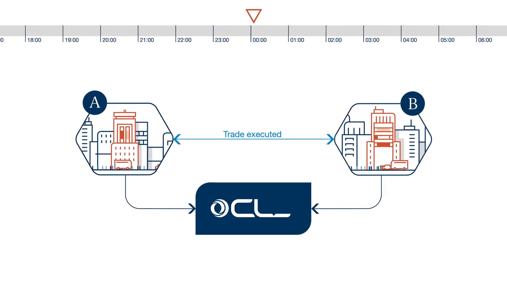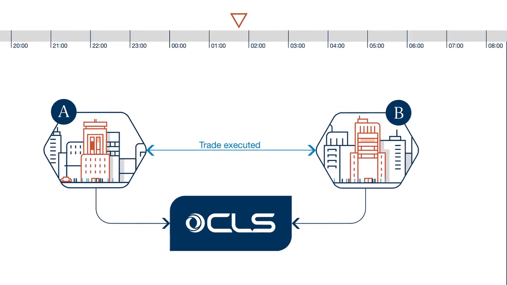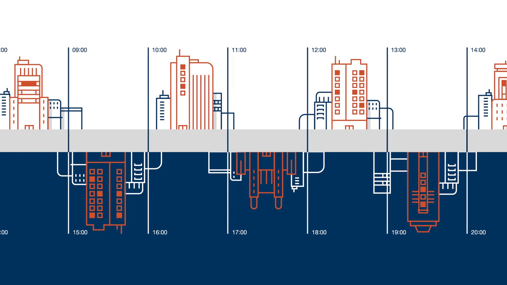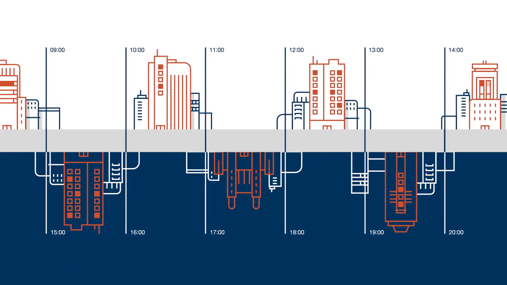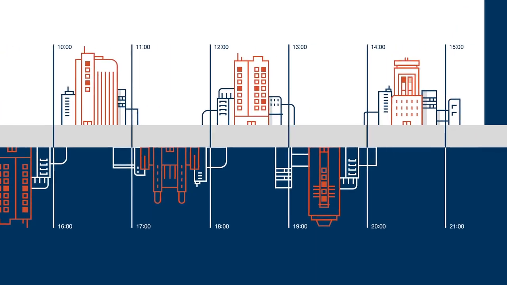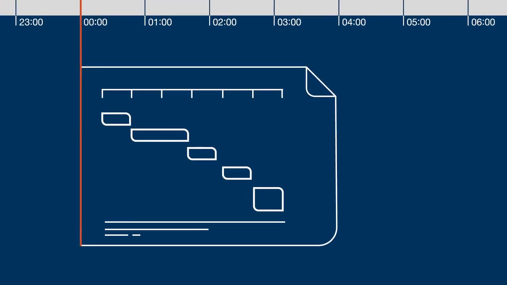First, they each send their payment instructions to CLS Settlement, which are then matched. A and B aren't the only two institutions trading today, though, and payment instructions are continuously received and matched 24 hours a day. At midnight, before the start of the settlement cycle, we issue an initial pay-in schedule so both members can review their net pay-in totals.